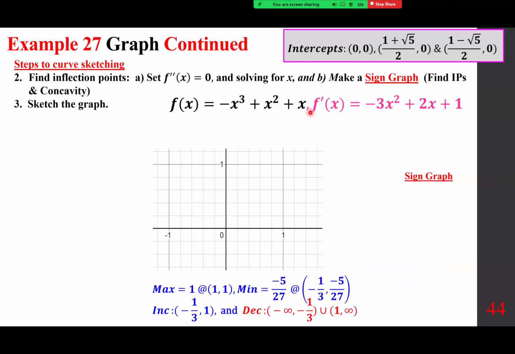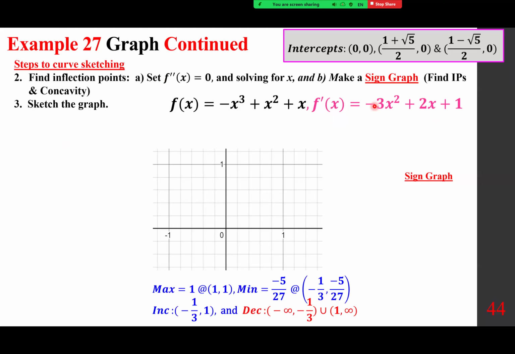I'm going to remind you, this is what we found in the previous page. Here's the F, here's the F prime. Now we're going to go with the IPs, and therefore I'm going to go with F double prime and set it equal to 0. To do so, here's F prime.